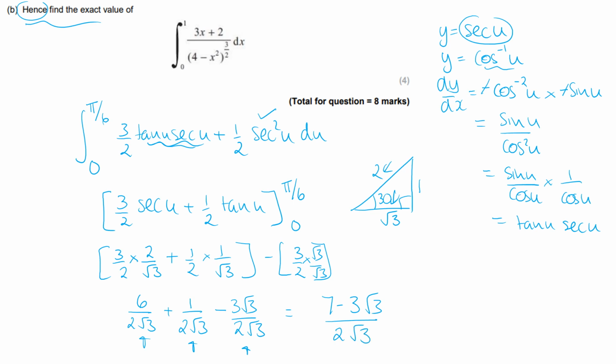Now what we could do now, I suppose, is rationalise the denominator, times by root 3 over root 3. So that's going to be 7 root 3 minus 3 times 3, which is 9, all over 2 times 3, which is going to be 6.